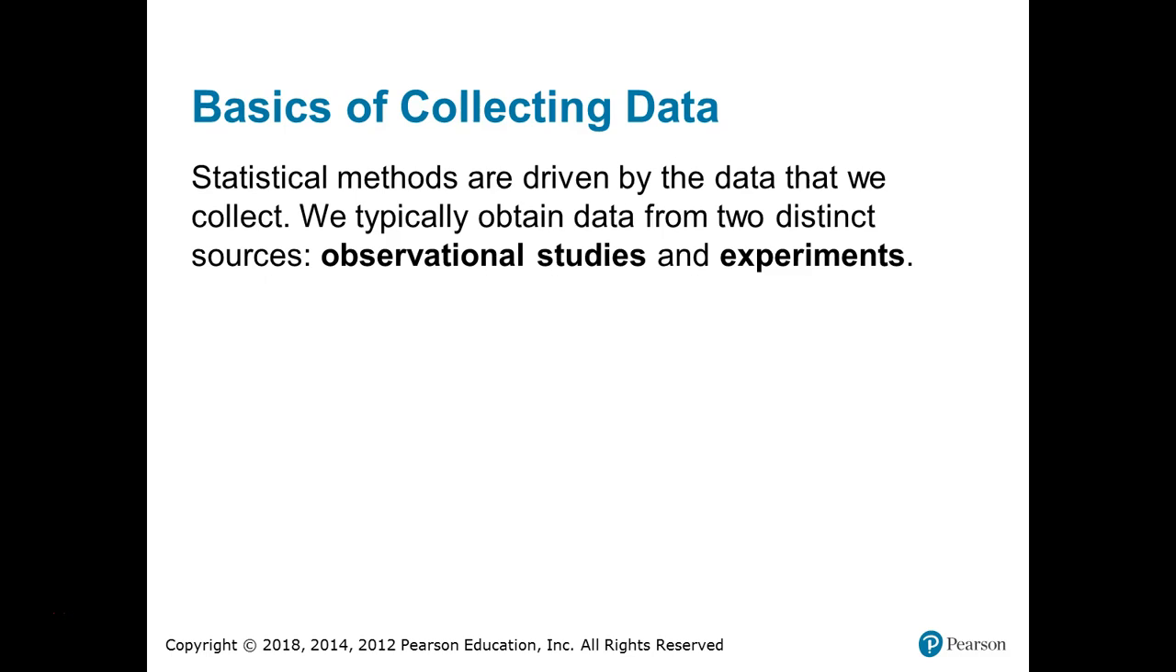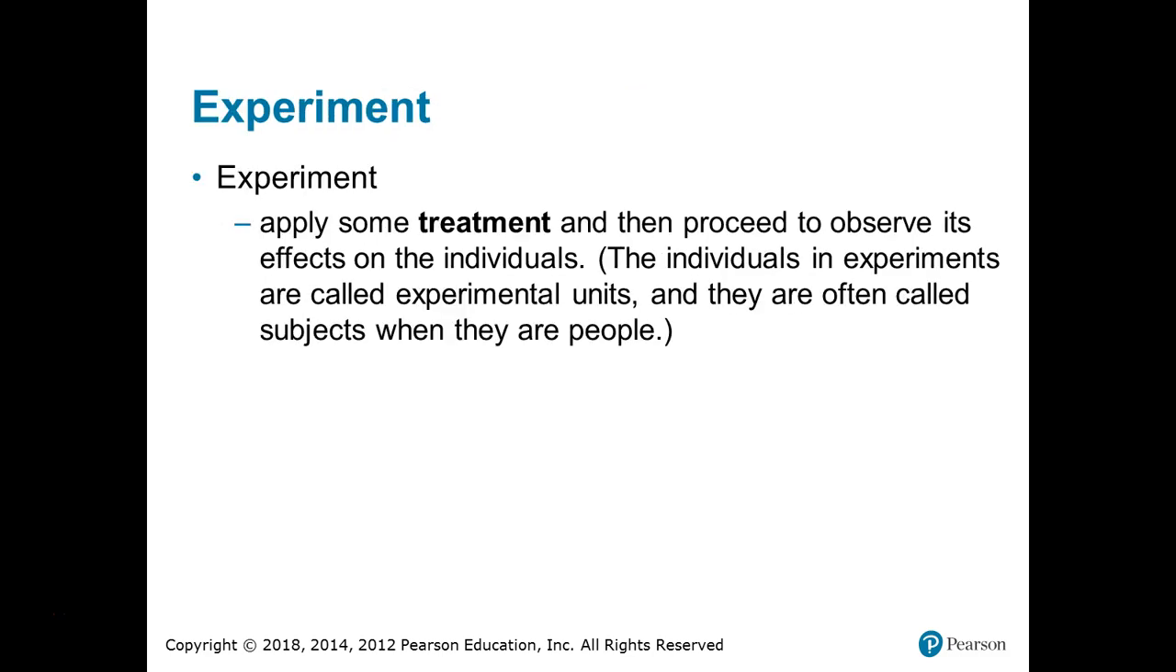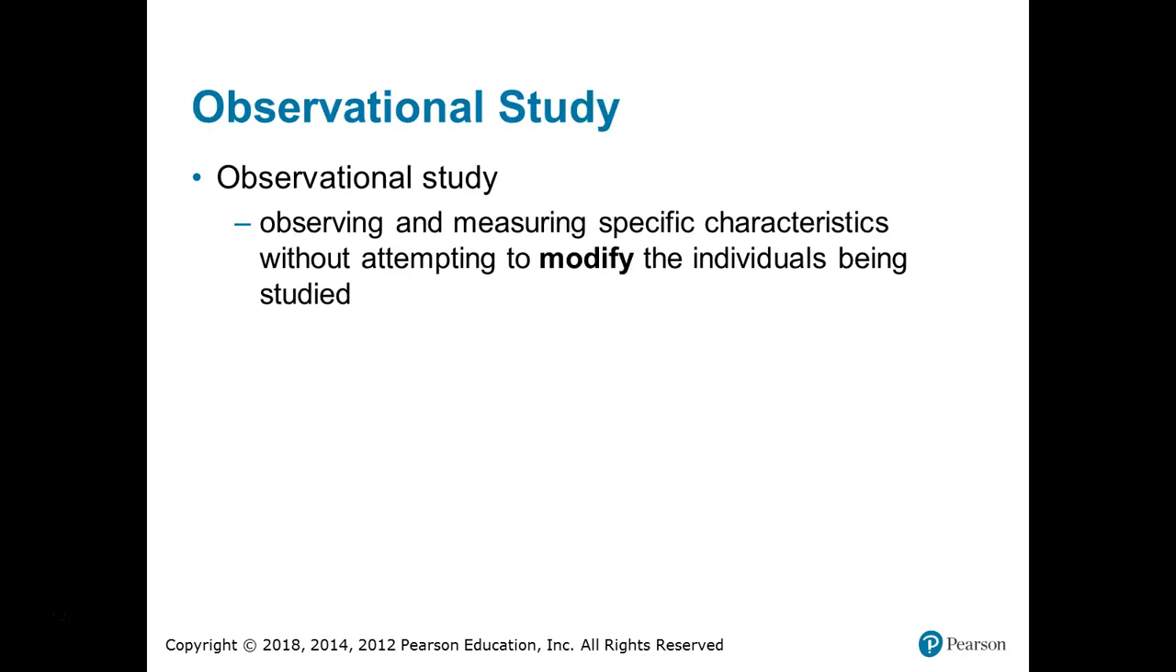So there are two distinct sources of these methods. They're going to be observational studies and experiments. Experiments apply some treatment and then proceed to observe its effect on the individuals. So the individuals are going to be called the experimental units, and they are called the test subjects, pretty much. You're going to apply a treatment to them and then pretty much wait around and see what happens.